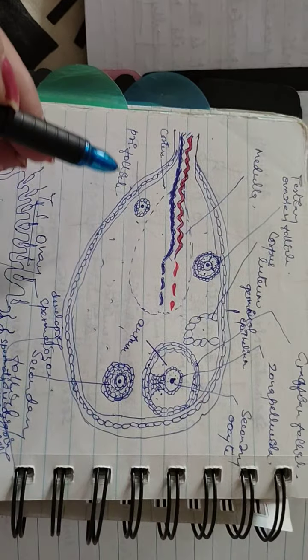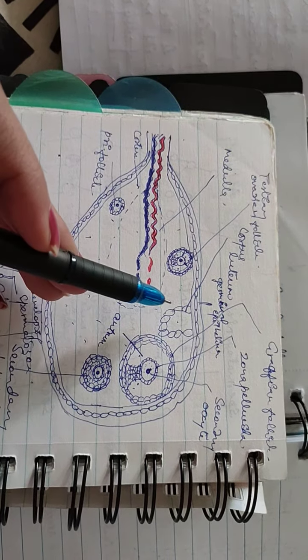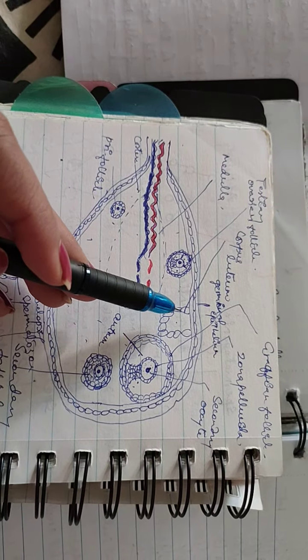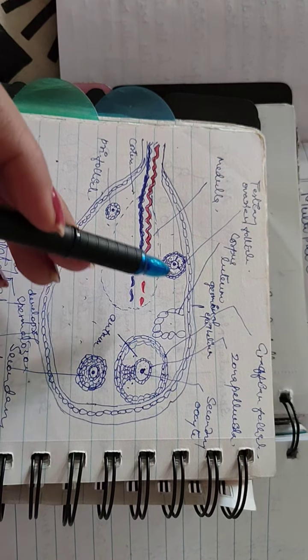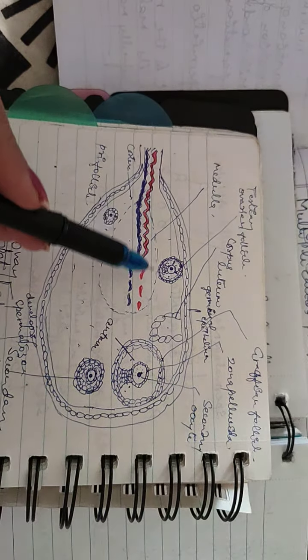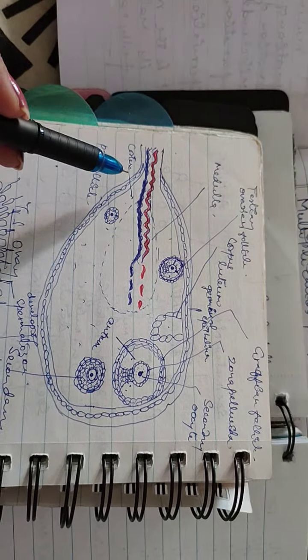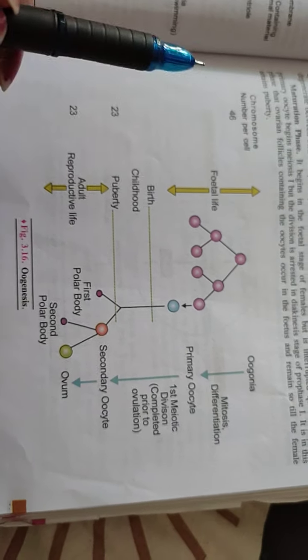So once again, you see this structure: primary follicle, secondary follicle, Graafian follicle. This is the corpus luteum. It is formed after the Graafian follicle ruptures, and it also releases progesterone. And this is the tertiary follicle. This region is the medulla, and the outer one is the cortex. So you can see in this structure also how it goes.